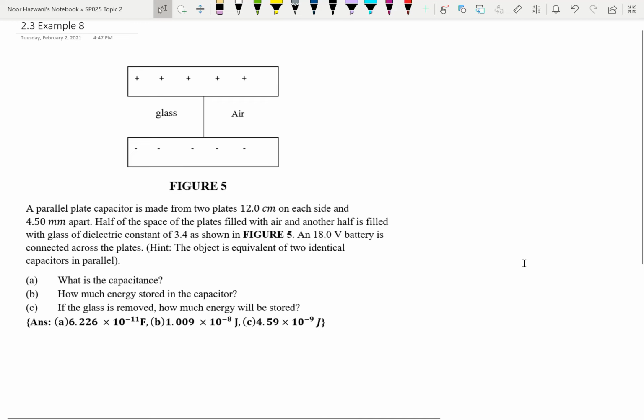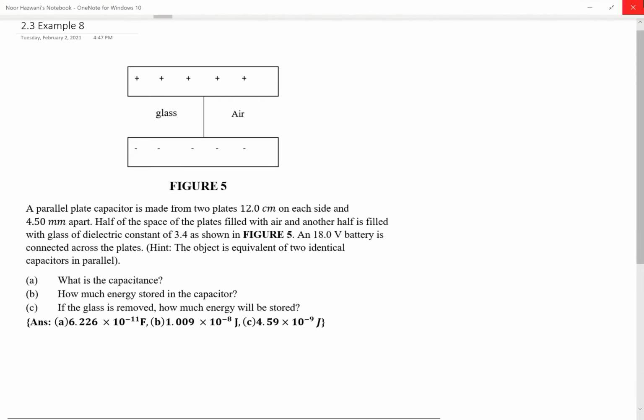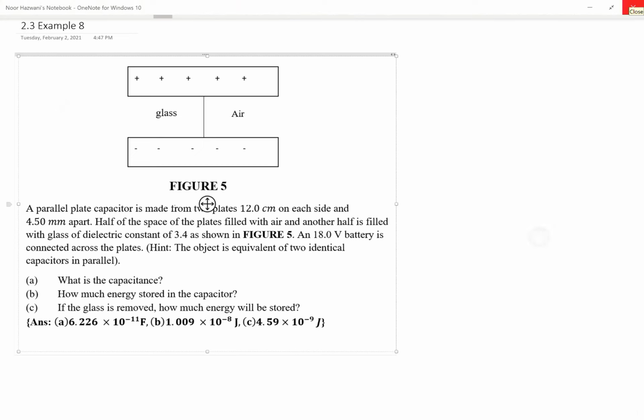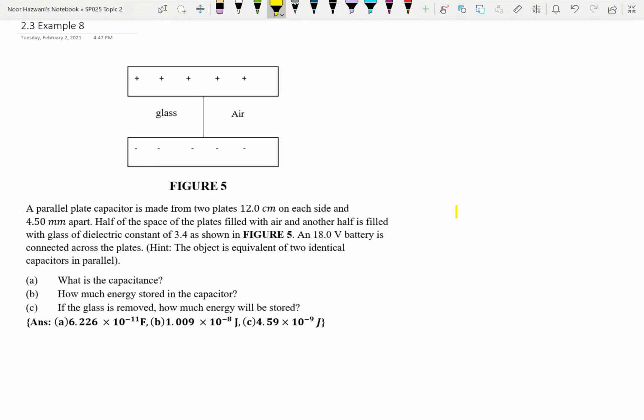Okay, so in this video, we are going to explain example 8 for subtopic 2.3. So the question is, a parallel plate capacitor is made from two plates 12 cm on each side. So actually, dia punya plate ni adalah 12 times 12. Tapi dia macam tak make sense dia punya lukisan lah. Okay. Tapi actually, dia punya tu adalah 12 cm times 12 cm. Panjang 12 cm, lebar pun 12 cm. And 4.5 millimeter apart. Okay.